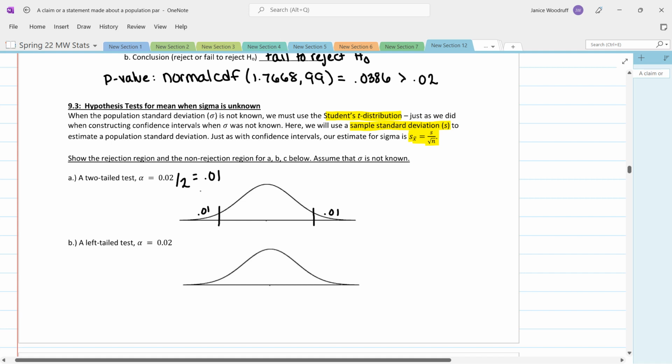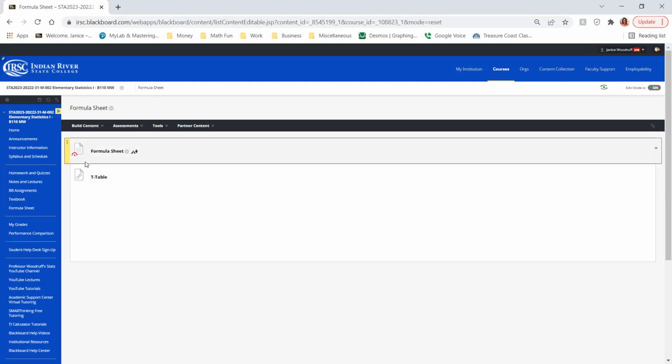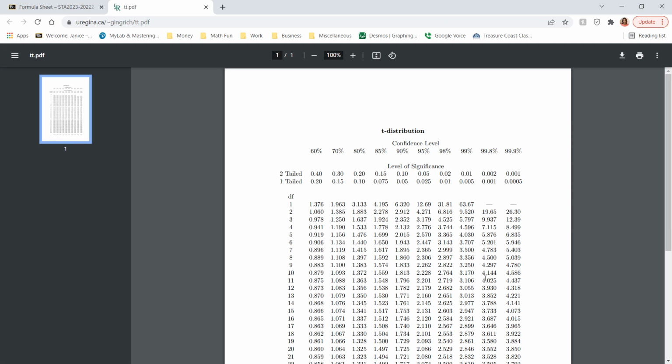That's going to be your alpha. We do need a sample size, so let's go with a sample size of 25 here, which will give us degrees of freedom 25 minus 1, 24. If I go to my formula sheet, to my t-table, the level of significance for two-tailed, degrees of freedom 24.